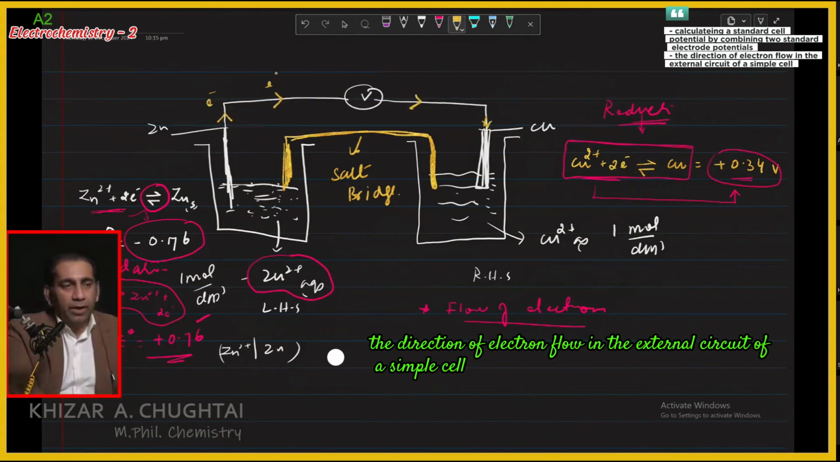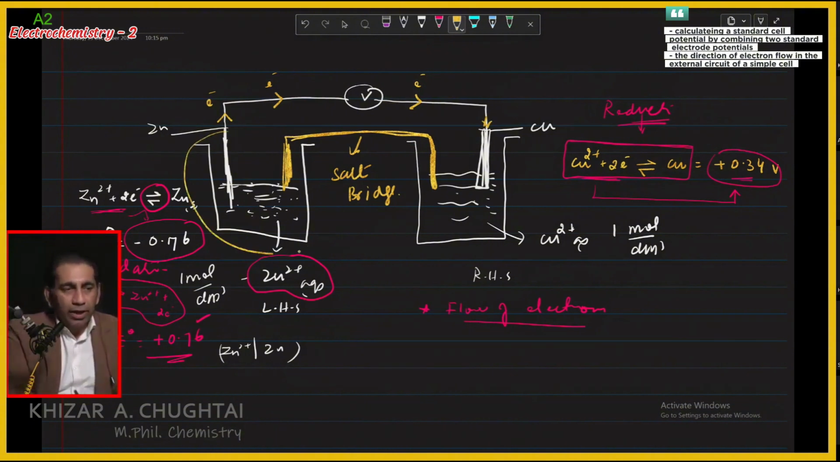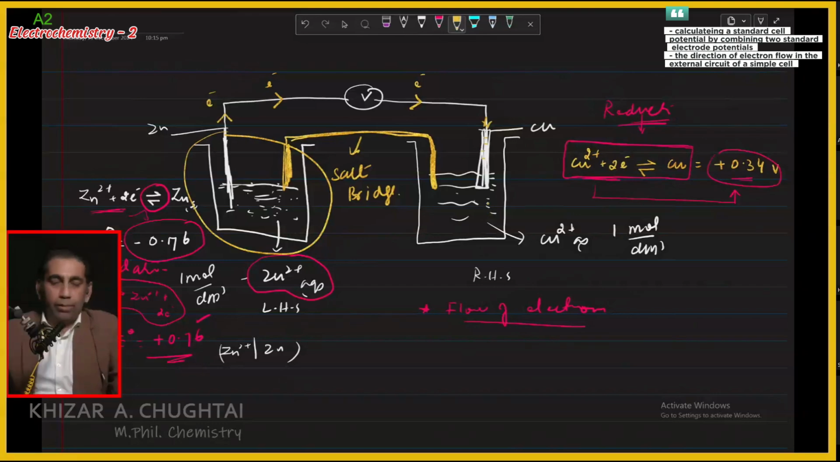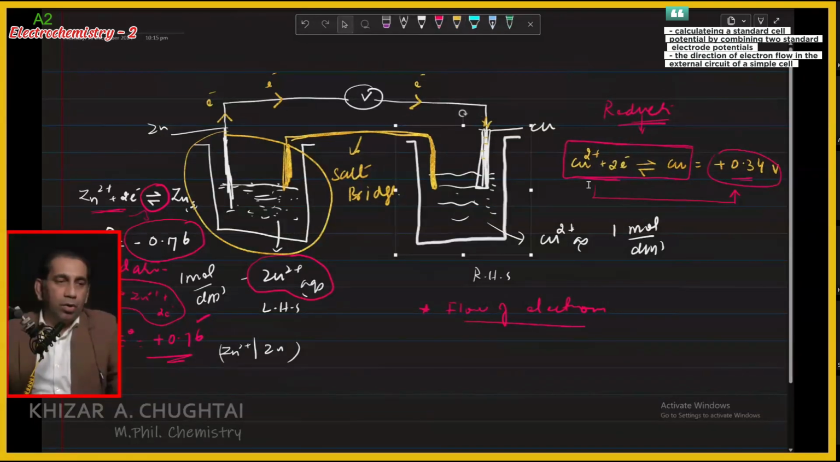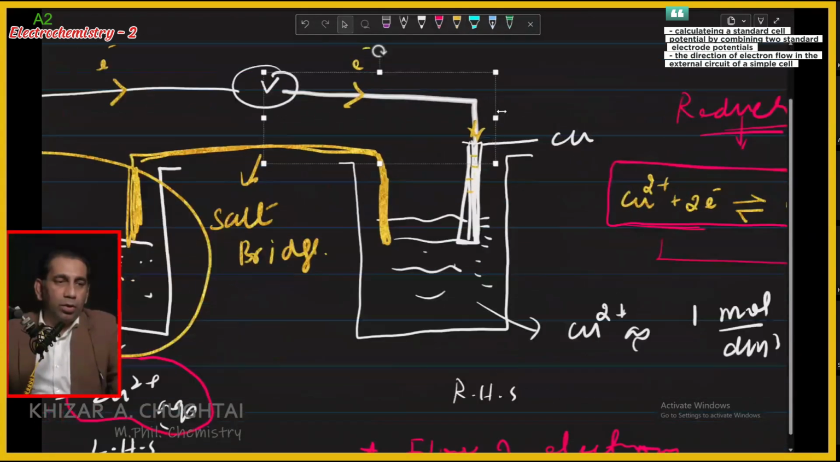This is the movement of electrons from the wire through the external circuit, through the voltmeter. So this beaker will lose electrons and this beaker will gain electrons. And in fact, this copper rod will not gain electrons.